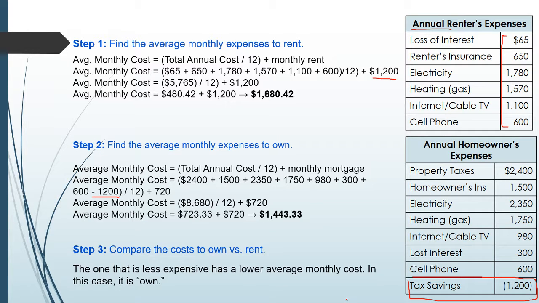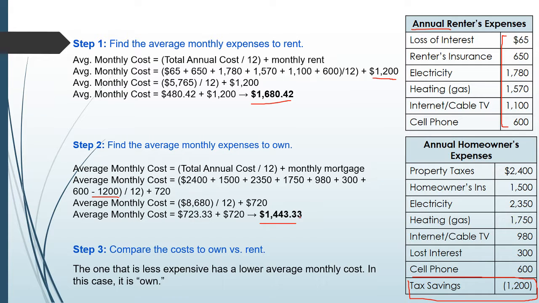We're going to compare own versus rent. Taking a look at the average monthly expense to rent, it is $1,680.42, whereas to own is only $1,443.33. So based on those two numbers, we can say that it is cheaper to own a house. It's actually almost $240, which is a big deal, right? So keep that in mind.